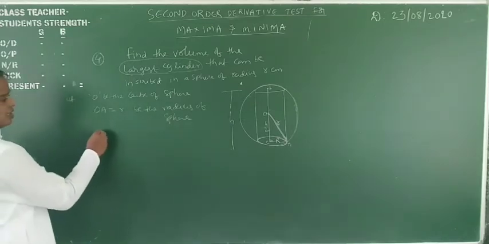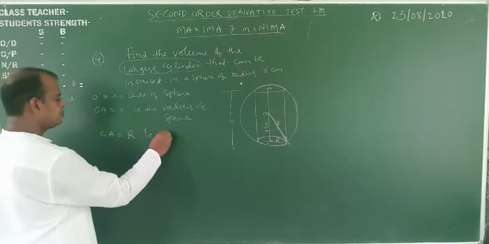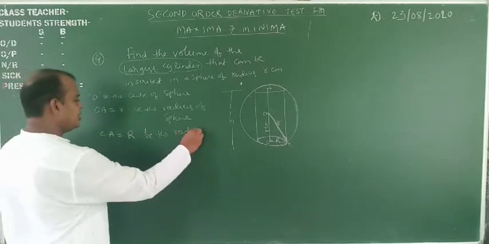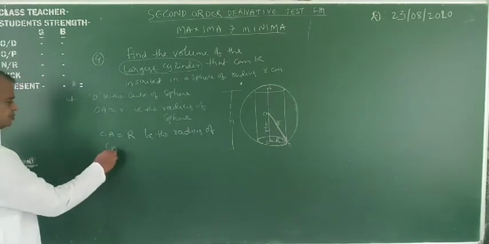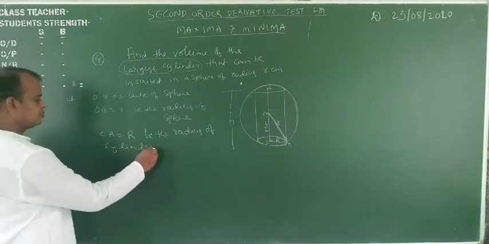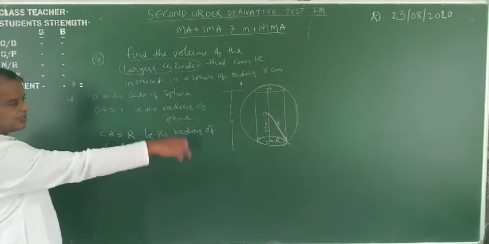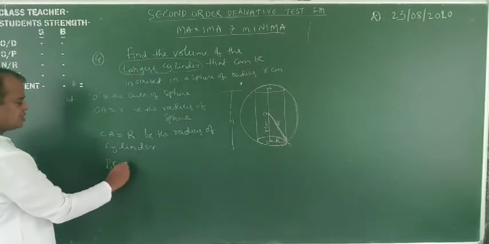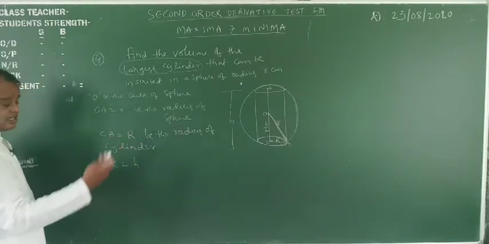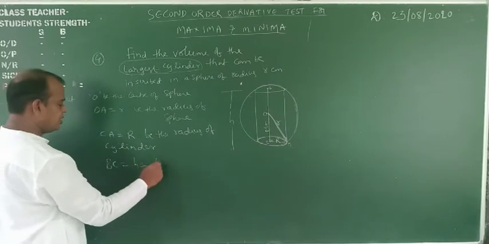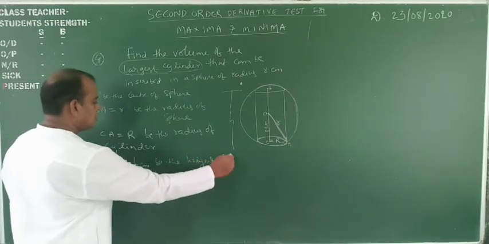Next, CA is equal to R, be the radius of the cylinder. Okay, my dear students. H is equal to, H means here BC. BC is equal to H centimeters. All are centimeters. Why? Because radius is in centimeters. H centimeters be the height of the cylinder.